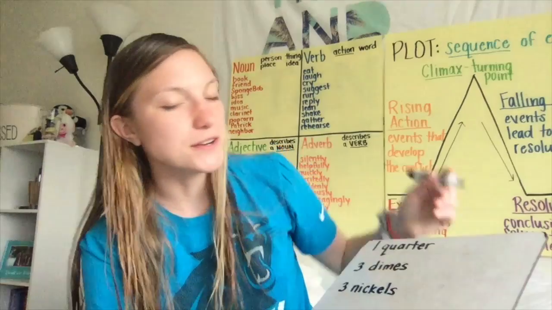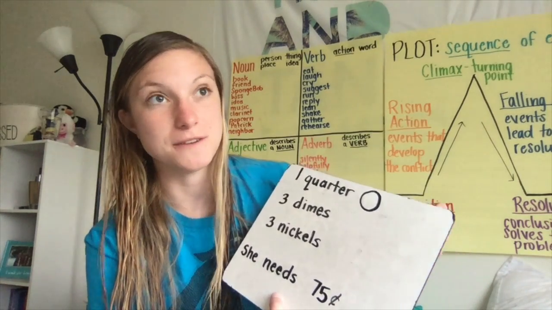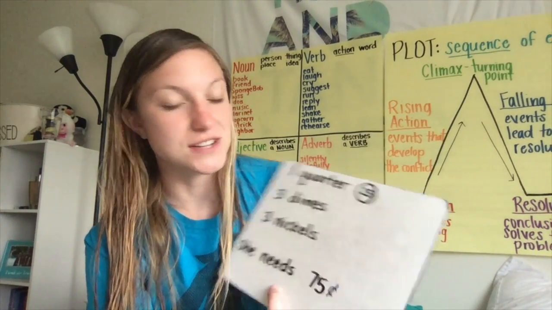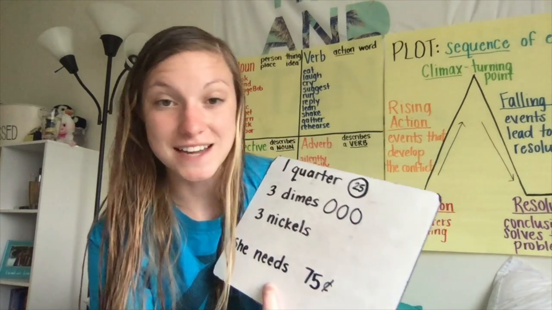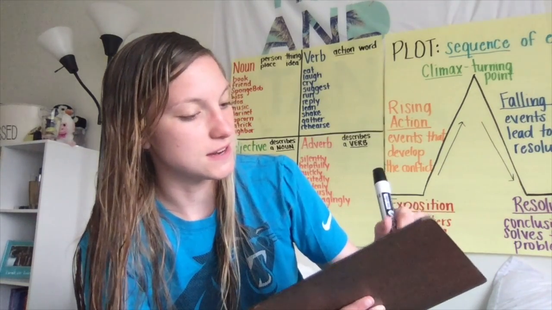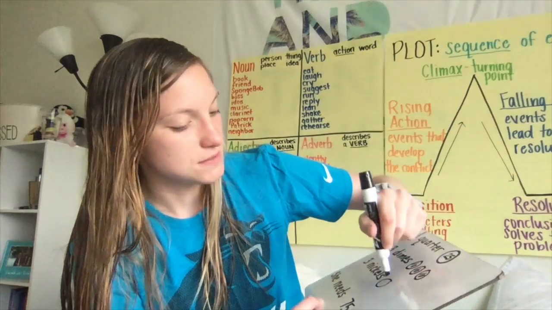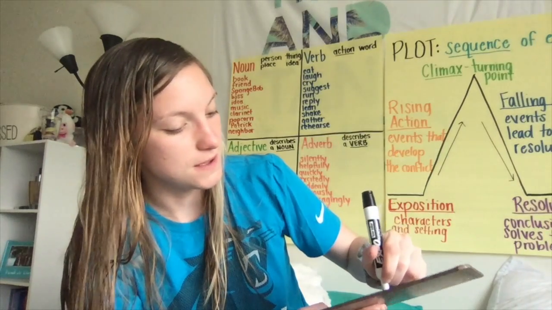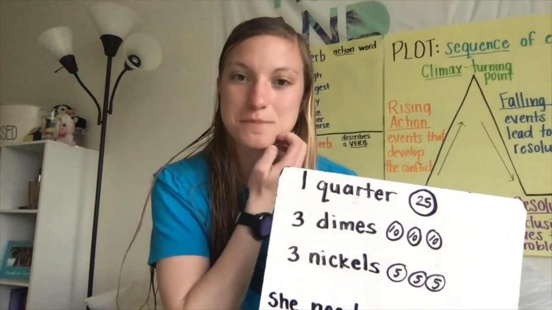All right, so she has 1 quarter. Now I know a quarter is worth 25 cents. So I'm just going to put 25 in there. She has 3 dimes, 1, 2, 3. And I know that a dime is worth 10 cents. So this one's worth 10, this one's worth 10, and that one's worth 10. And she also has 3 nickels. And I know that a nickel is worth 5 cents. So 5, 5, 5.